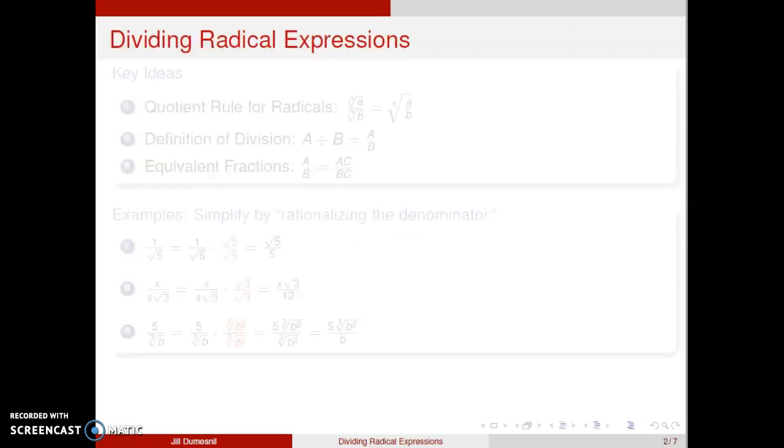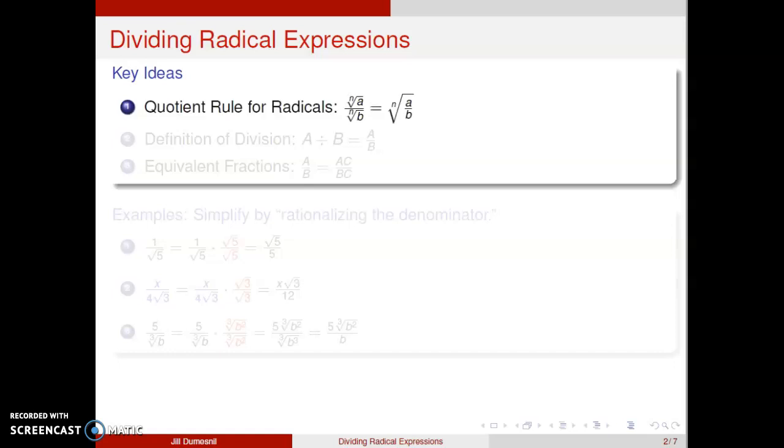To divide radical expressions, we use three basic principles. One is the quotient rule for radicals. The quotient of nth roots equals the nth root of the quotient of the radicands. The second key principle is the definition of division. A divided by b equals the fraction a over b.